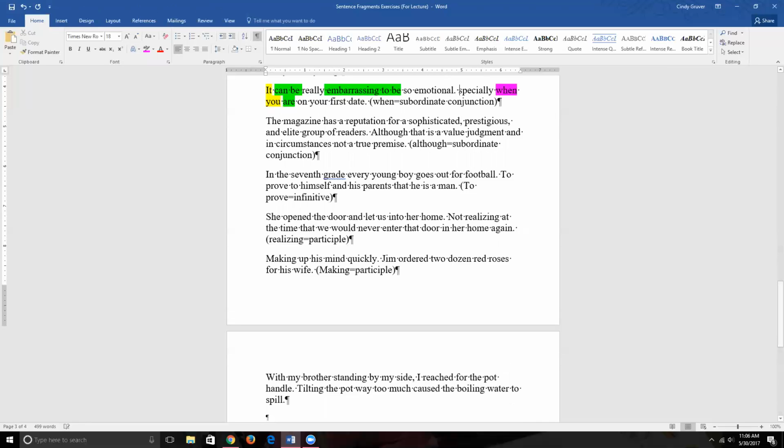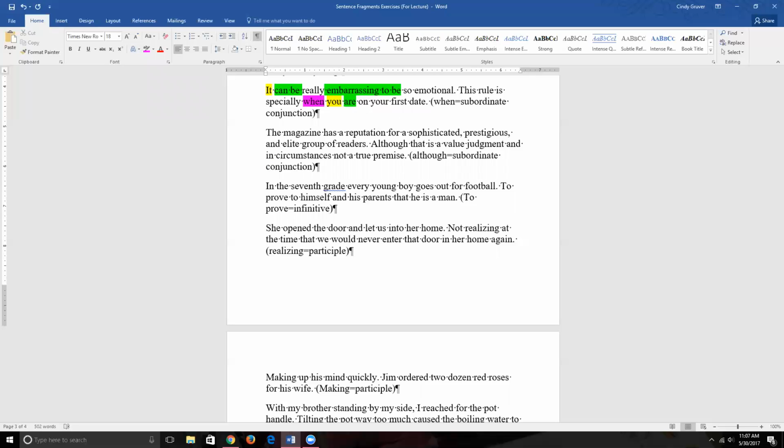We can say, this rule is especially true when you're on your first date, or this concept is especially true when you are on your first date. Now, because the subordinating conjunction subordinates this whole material here, I'm going to put this in italics, we need to have another clause that's going to give us a subject, and it's going to give us a verb. And you have a main clause.